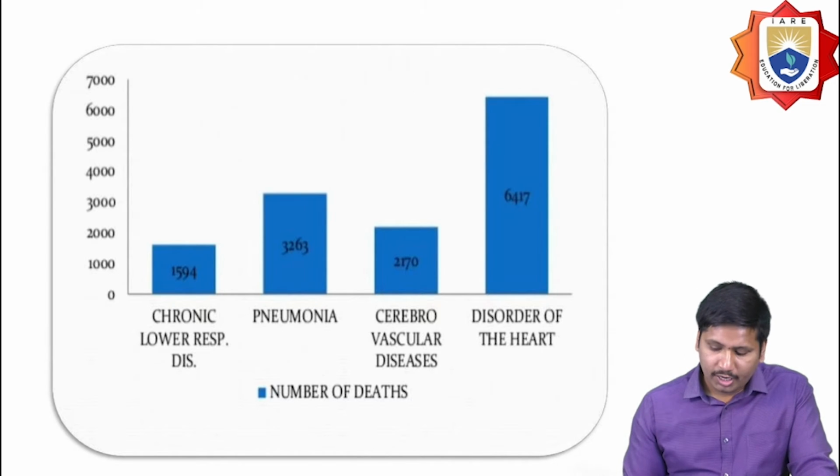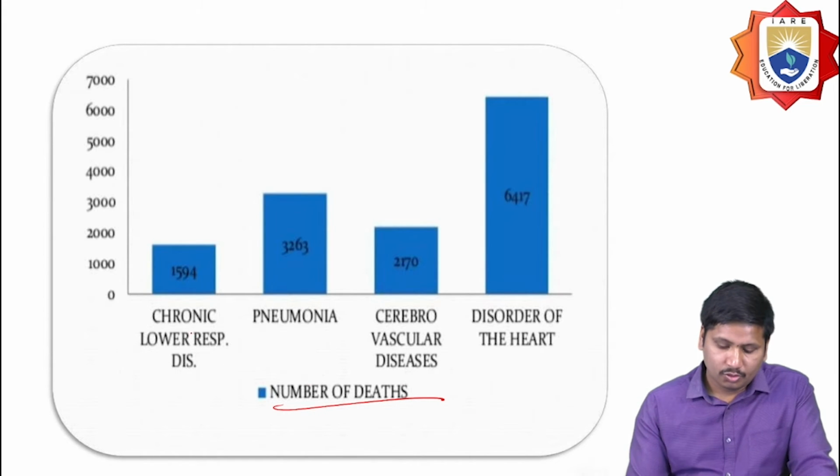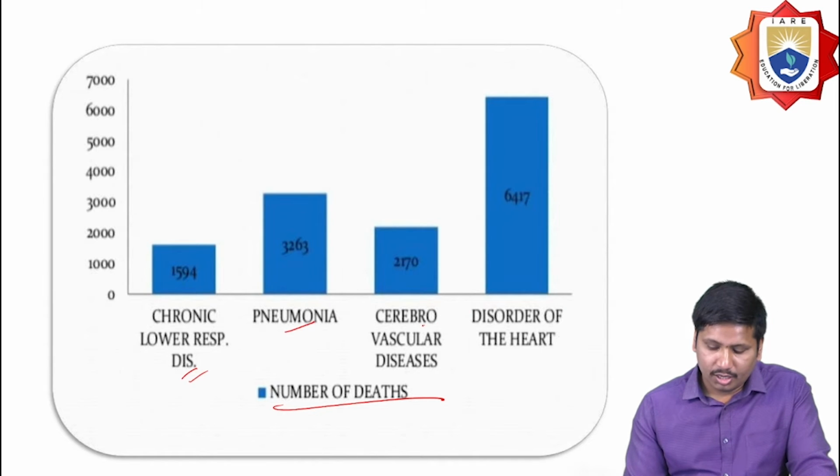Similarly, I can find the number of deaths according to a particular disease. Suppose chronic lower respiratory disease, pneumonia, cerebrovascular disease and disorders of the heart. How many deaths are caused by each? I want to show the difference.